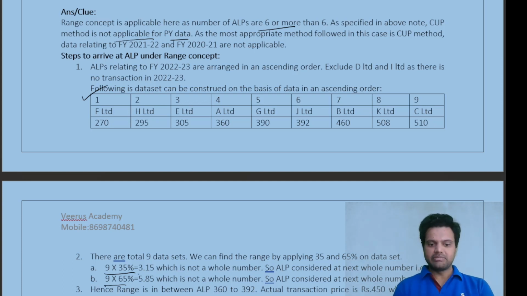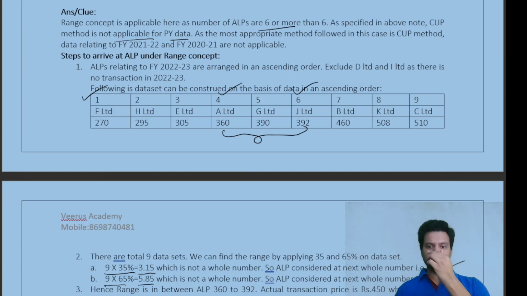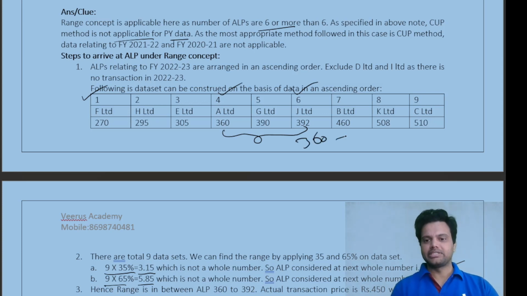So the first number we got is 3.15. 3.15 is not a whole number, so we need to go to the next whole number, which is 4. Similarly, 5.85 is a decimal number, and the next whole number is 6. Now we need to identify the ALPs against these 4 and 6. That will be my range. Here 4, here 6. My range of ALP is 360 to 392. This is my range.